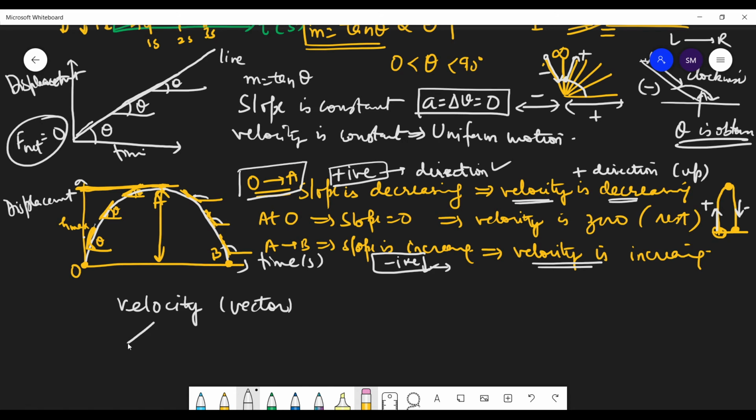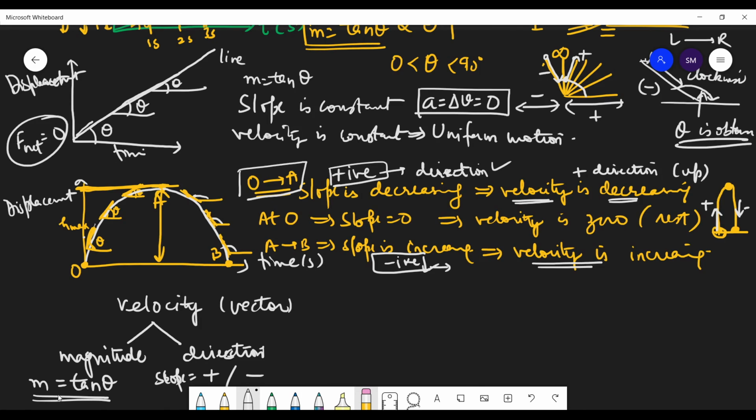So velocity is a vector quantity, so it has two things, magnitude as well as a direction. The magnitude will be given to you by tan theta. And the direction will be given to you by the sign, whether the slope is positive or negative. Here you are finding only the magnitude, so only the absolute value of the slope, which will always be positive.